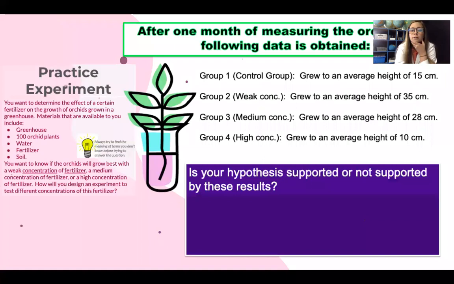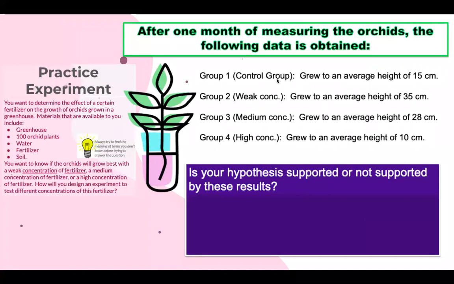All right. So after a month, and I'm just going to go through this really quickly because you guys need to have time to do your Flipgrid. Over a month, group 1 with just water grew an average height of 15 centimeters. The weak concentration group grew an average height of 35 centimeters. The medium concentration grew an average height of 28 centimeters, and the high concentration grew an average height of 10 centimeters.